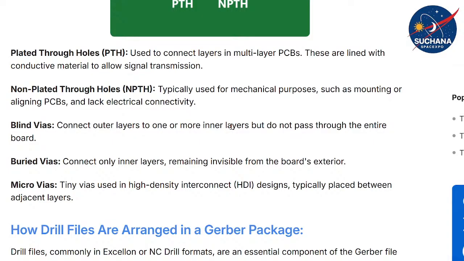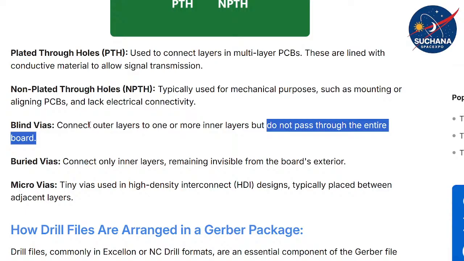or more inner layers, but does not pass through the entire board. These blind vias do not pass through the entire board. This is very important. A PCB is made up of multiple layers, right? Right now we are working on a single layer or double layer, but a PCB can be multi-layered. It can have 3 layers or 4 layers or even more layers.